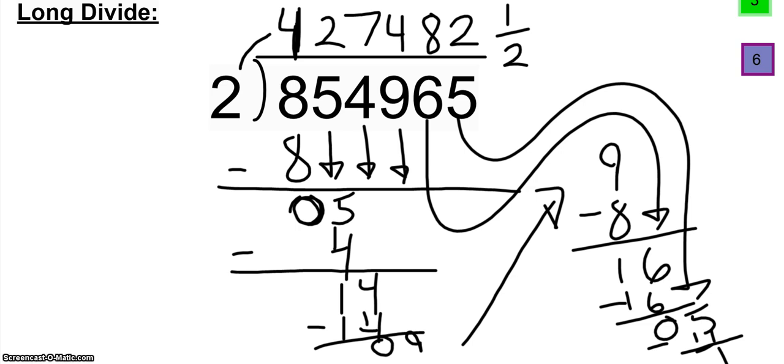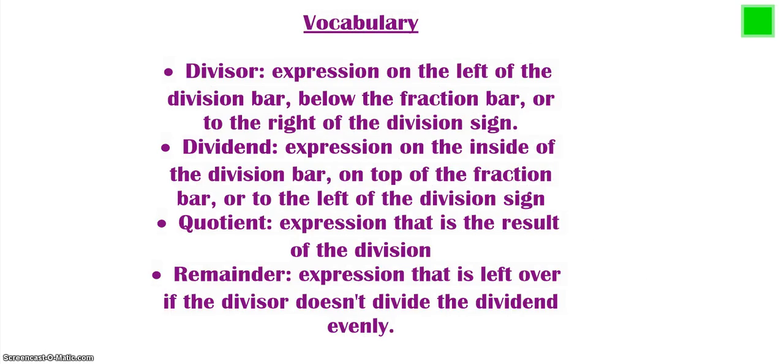So we're going to talk right now about some vocabulary, just in case you didn't know it. The divisor is the number that we divided by. The dividend is what we are dividing, so it would practically be on top of our fraction if you want to think about it like that. The quotient is our answer, and anything left over after our answer is our remainder.